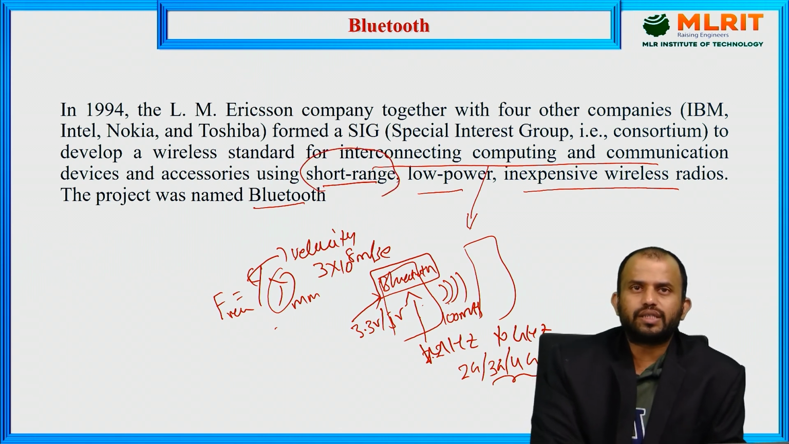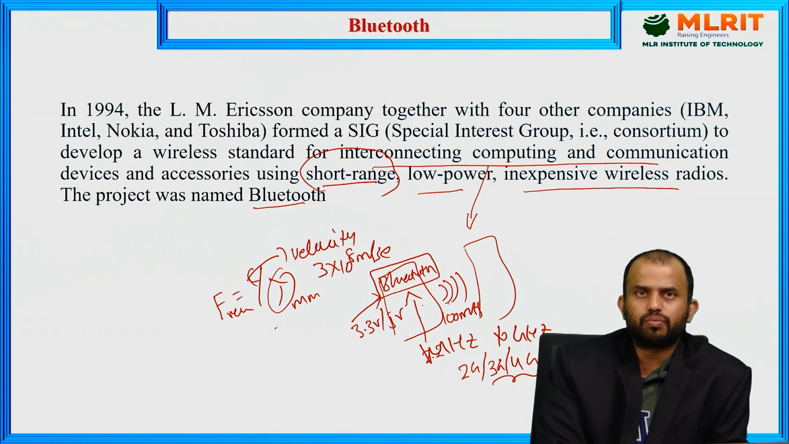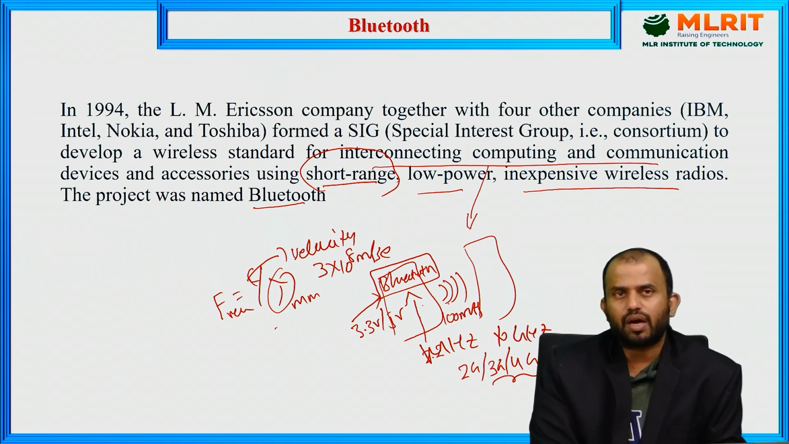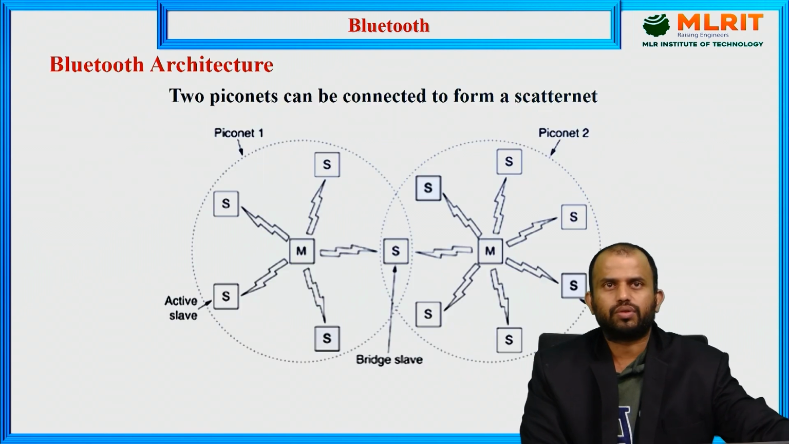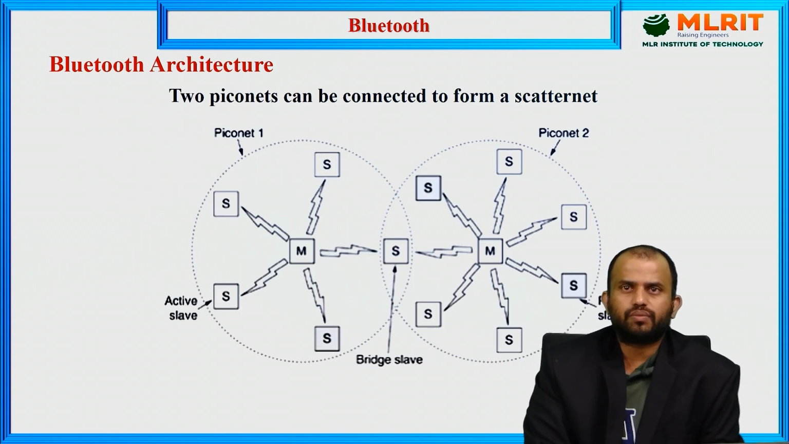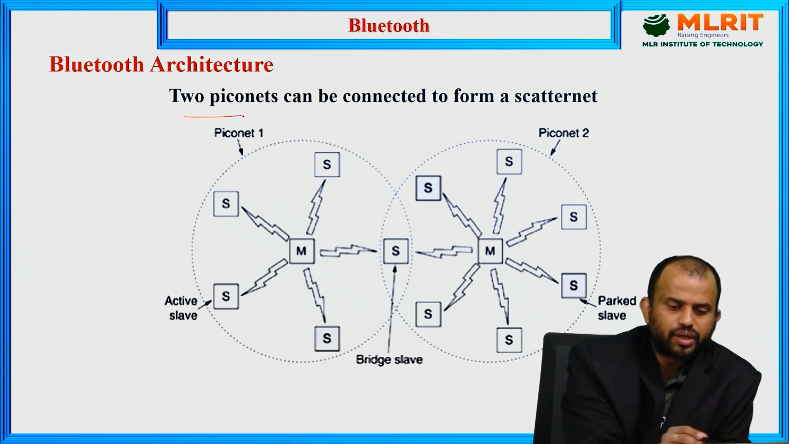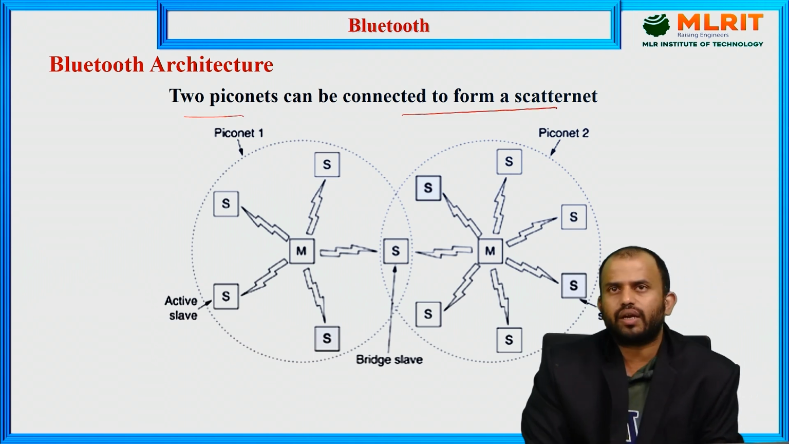So a SIG, the special interest group, developed a kind of interconnecting computing communication service, a wireless mobile phone or wireless radio communication service, that we call Bluetooth. So how does it work? In Bluetooth communication, we have two piconets connected through a scatternet mechanism.